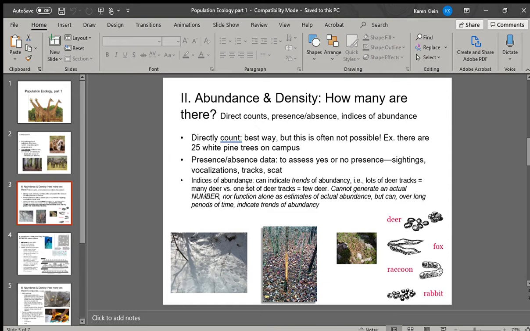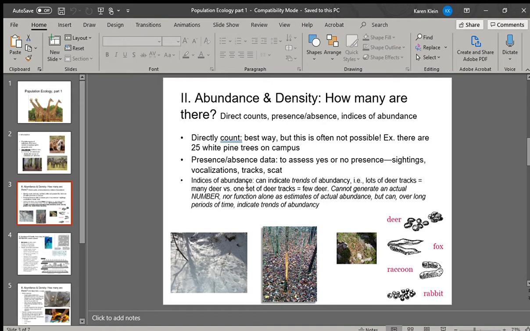I hear very few, so there might be a few in the woods, but you can't generate an actual number from what we call these indices of abundance. You can't scientifically say, I see a lot of deer tracks in the woods, so therefore we approximate there are 25. Or I hear a lot of gray tree frogs in the woods, so scientifically I can estimate that there are 40. You do not generate an actual number.